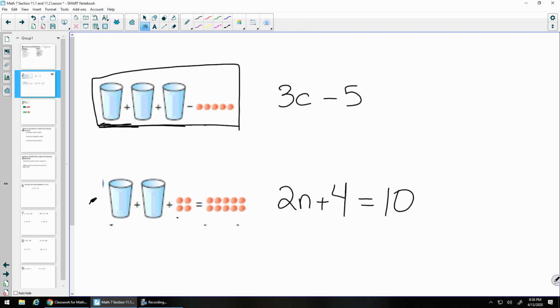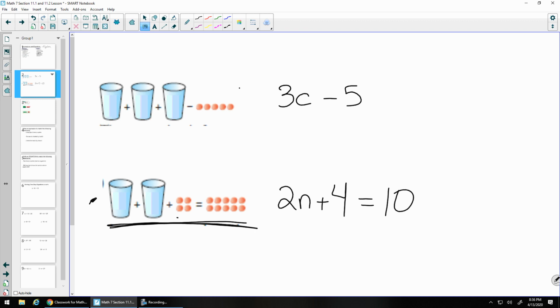So this first diagram up here shows us an expression. There's no equal sign. This down here with the equal sign is an equation. Now when you have just the expression, when we look at just the top, could we figure out how many counters are in each one of these cups? No, we can't. There's an unknown amount, and there could be any amount in each of those. There's no set amount that it has to be.